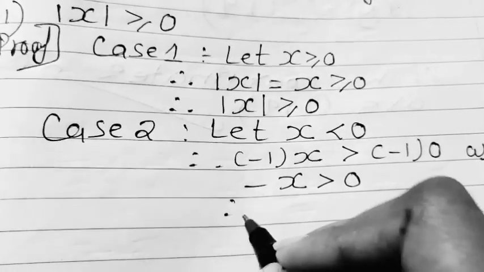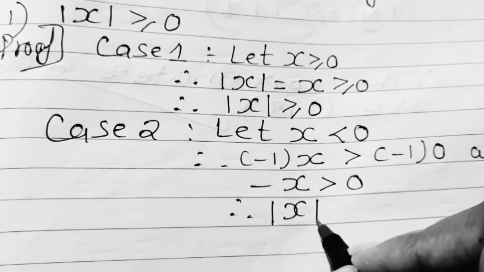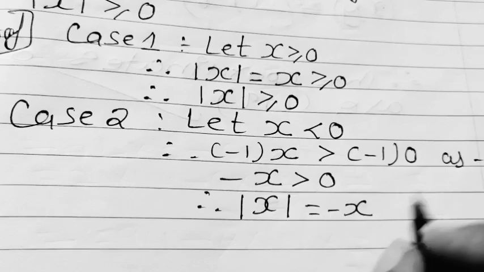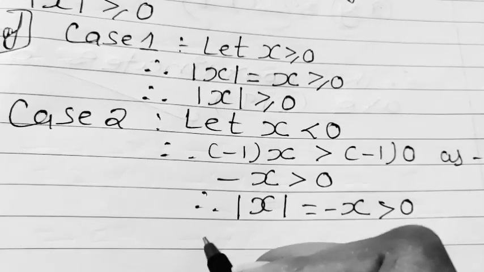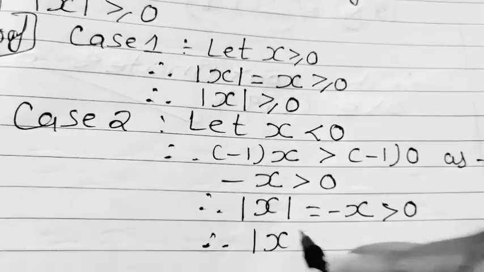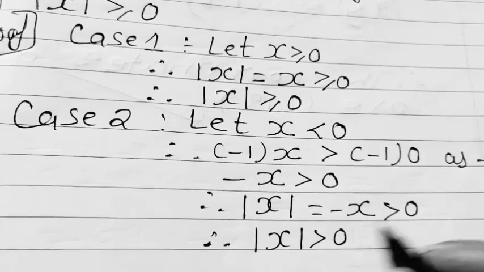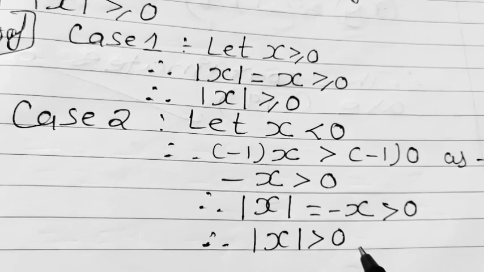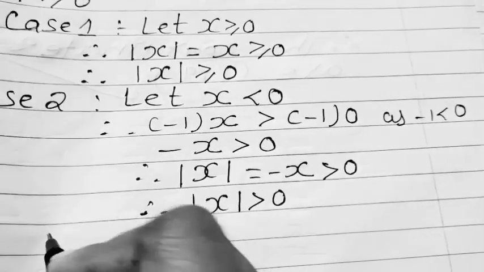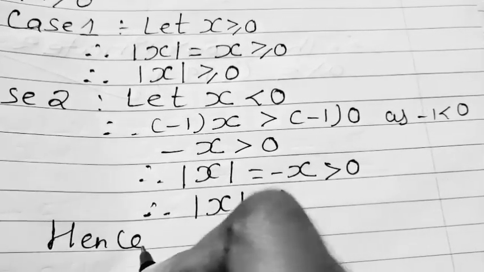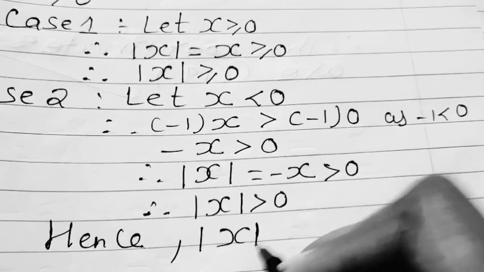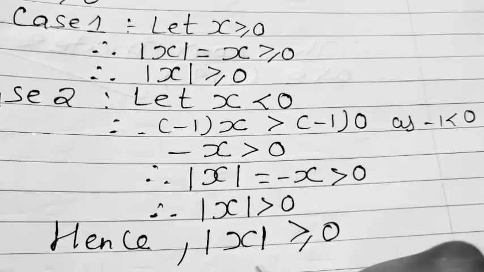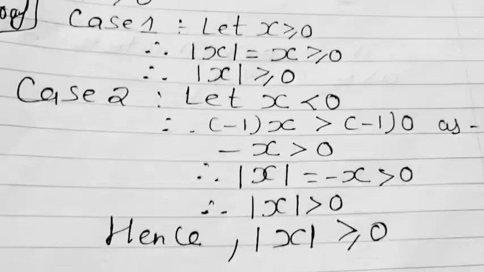So therefore modulus of x is equal to minus x, which is greater than 0. If minus x is greater than 0, obviously modulus of x will be greater than 0. Hence I can say modulus of x will be greater than or equal to 0. Okay, so I hope you have understood this, and thanks for watching.